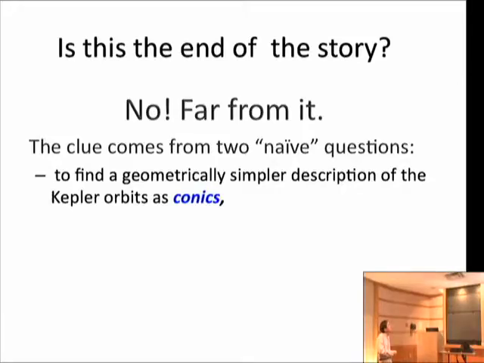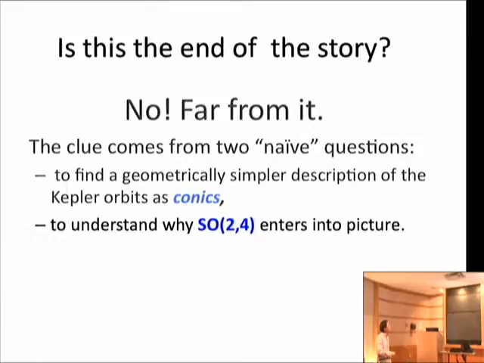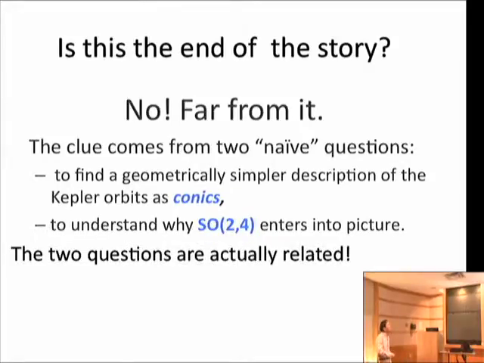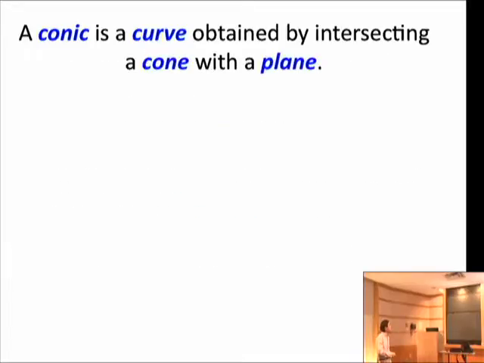The first one is to find a geometrically simpler description of the Kepler orbits as a conic. In the original conic, we have three cases. To me, this is not simple enough. Okay, it's not unified enough. We will have an even simpler picture of our conic. The next is to understand why this SO(2,4) enters into the picture. To me, it's a mystery. It turns out these two problems are really related.